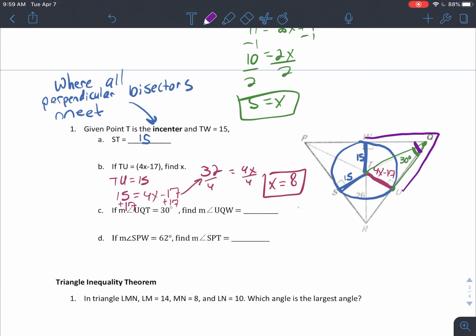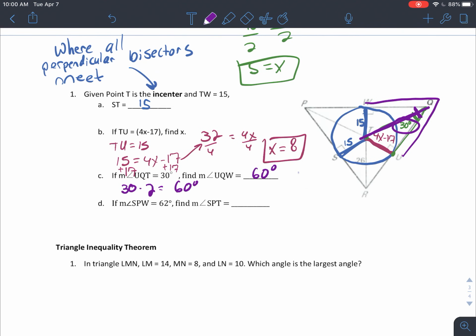TQ is actually bisecting this angle. So TQ is right here. So it bisects this 30 degrees. So then bisect means it cuts it in half. So then what we're going to do is we're going to take 30, multiply it by 2. That would give us 60 degrees. So right here, this angle would be 60 degrees.